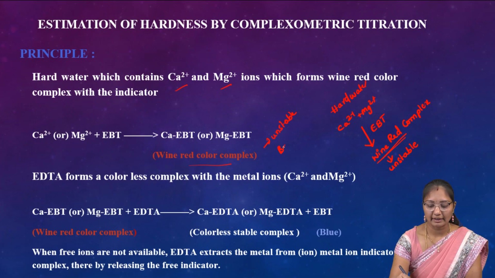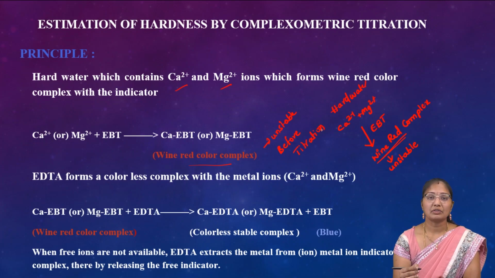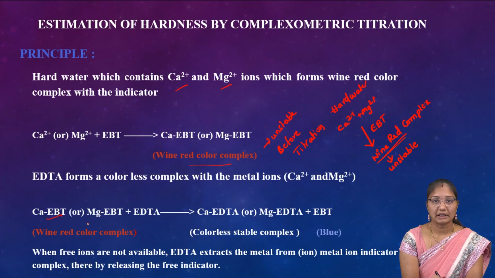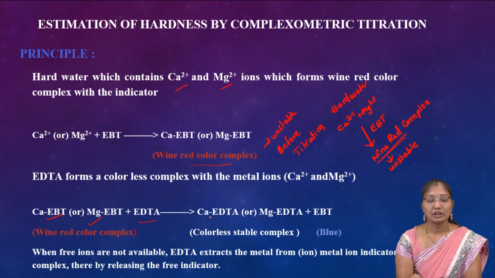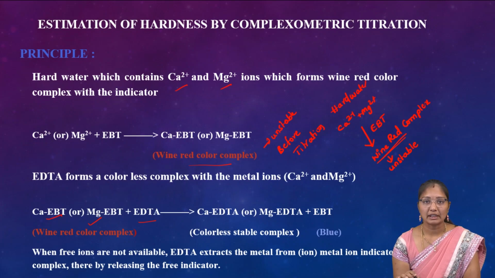This wine red color complex is highly unstable. This is before titration. Now we are going to titrate with EDTA. So what happens after titration with EDTA? Calcium-EBT or magnesium-EBT reacts with the EDTA. This is a titrant. It forms a calcium-EDTA or magnesium-EDTA complex. This is a colorless metal ion complex. It won't have any color.